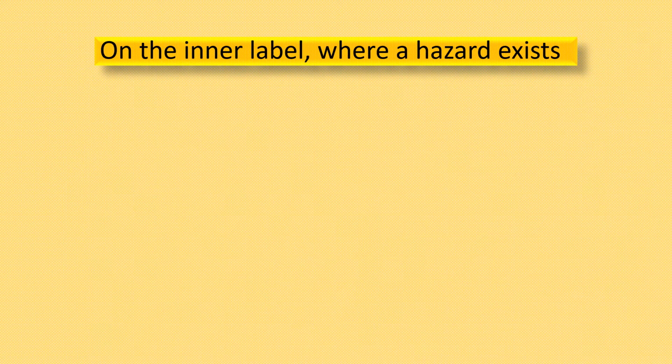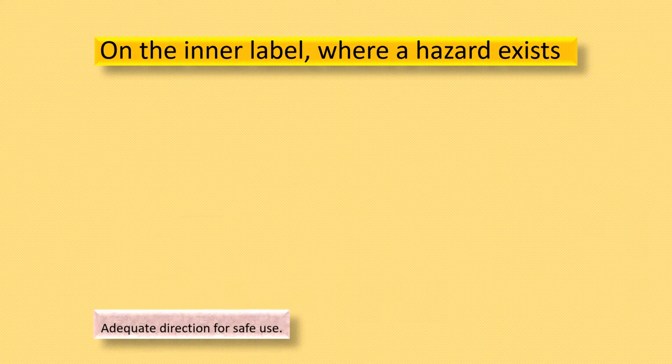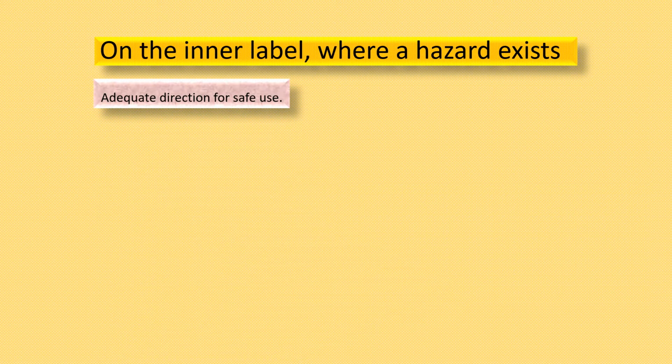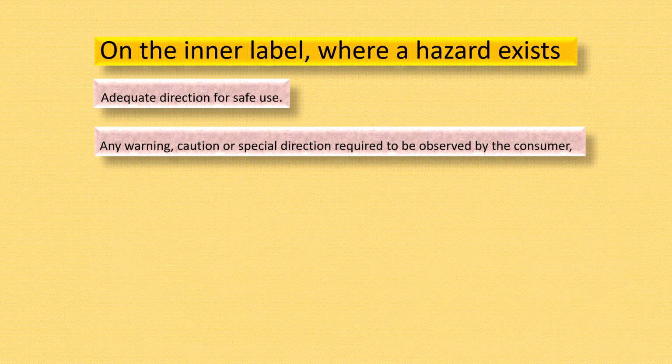Let us see on the inner label where a hazard exists. For security reasons, these are the necessities of labeling on the container of the cosmetic. Let us see adequate directions for safe use, which are a must on the label of the cosmetic. Then any warning, caution or special direction required to be observed by the consumer.